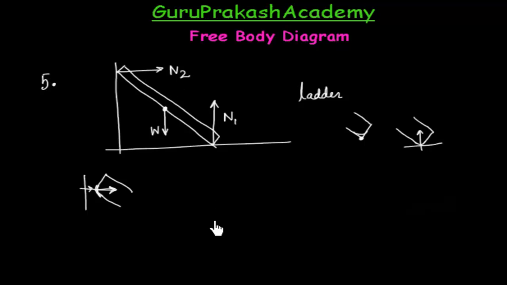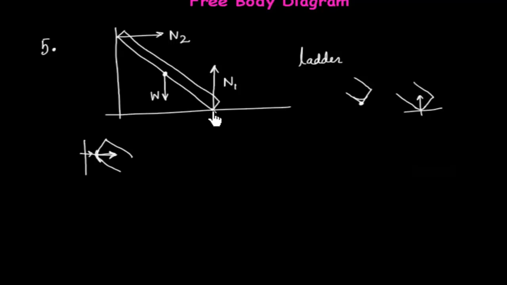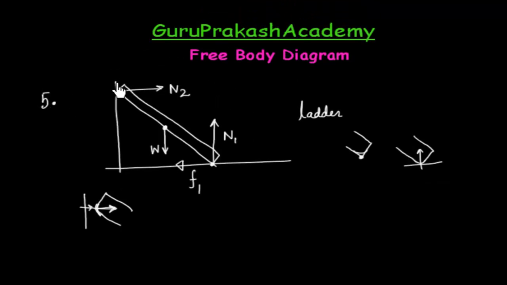If I have to draw friction forces, this point has a tendency to move in this direction, so friction force at this point will act in the opposite direction. Let us call this F1, because this is a tendency to move in this direction. Friction forces always try to oppose the motion. Now this will try to move in the downward direction, so in this case the friction force will act in the upward direction. Let us call this friction force F2.